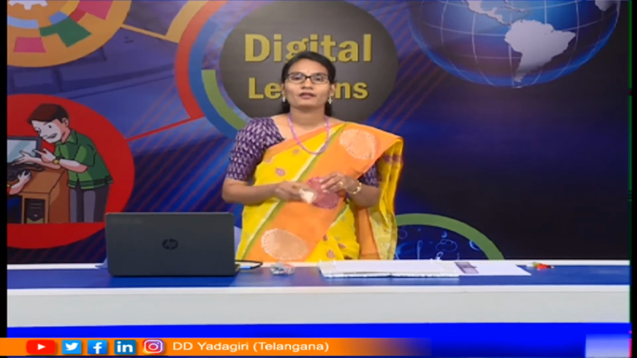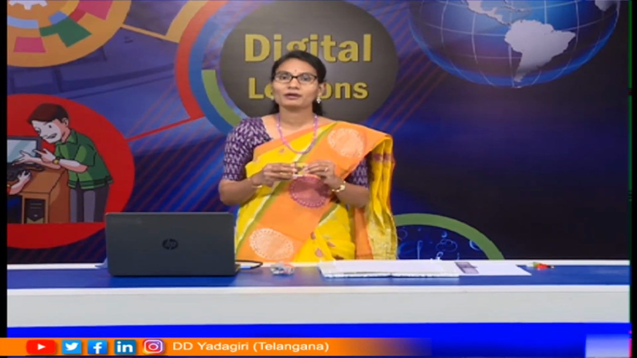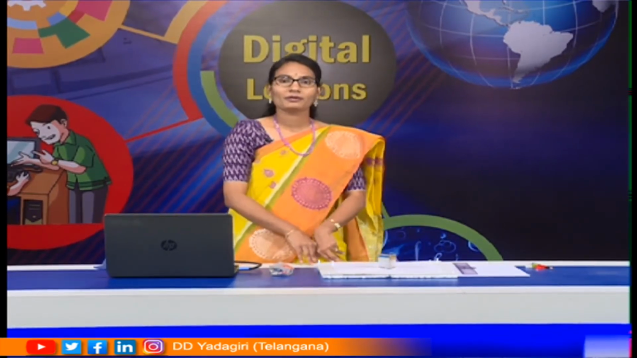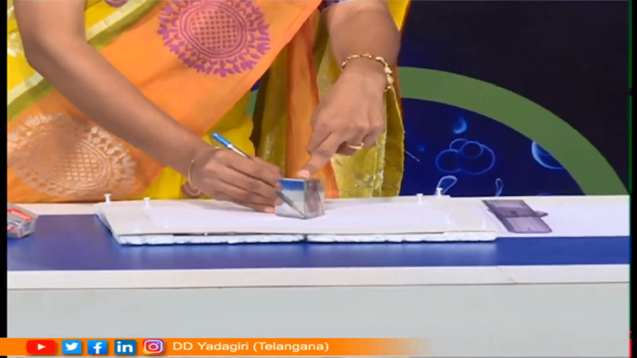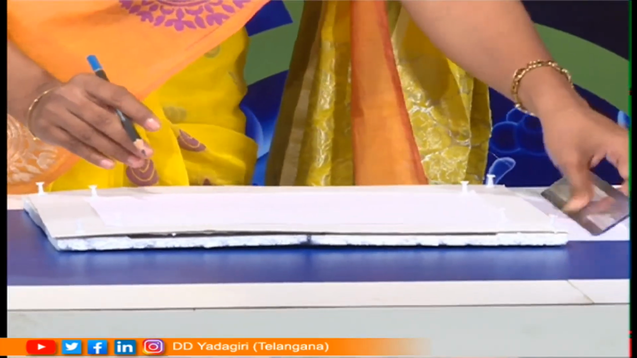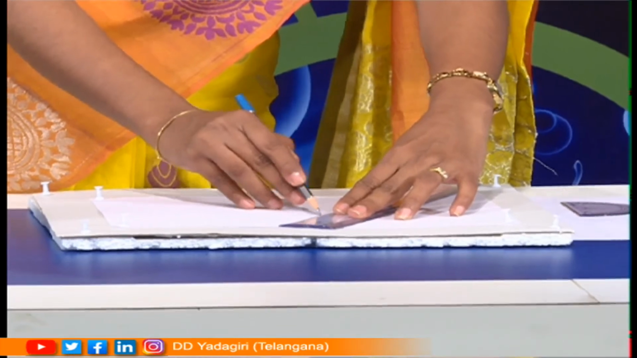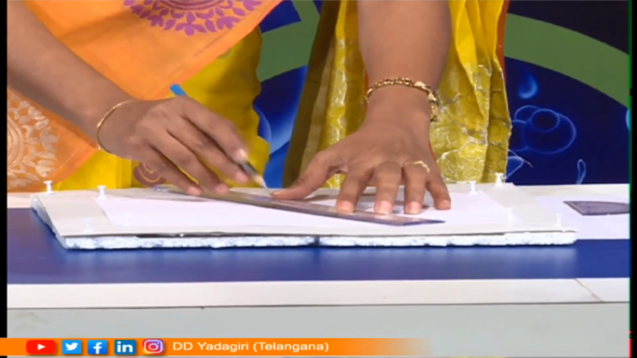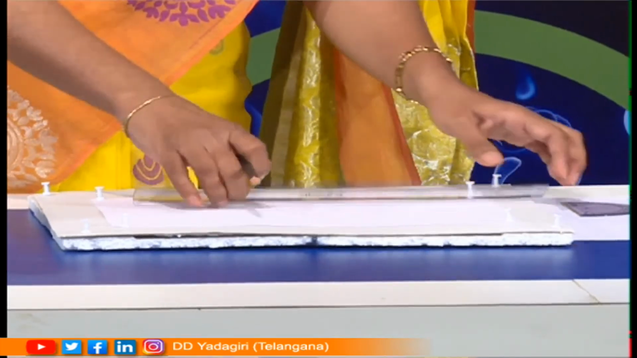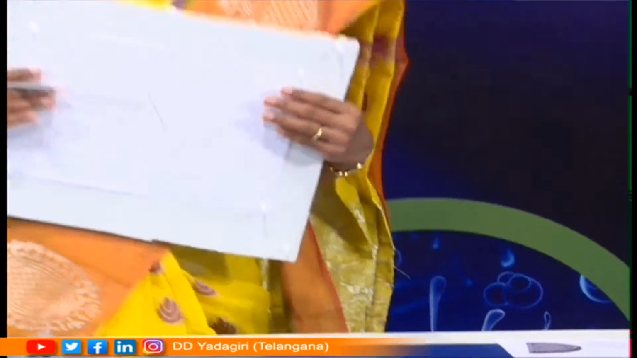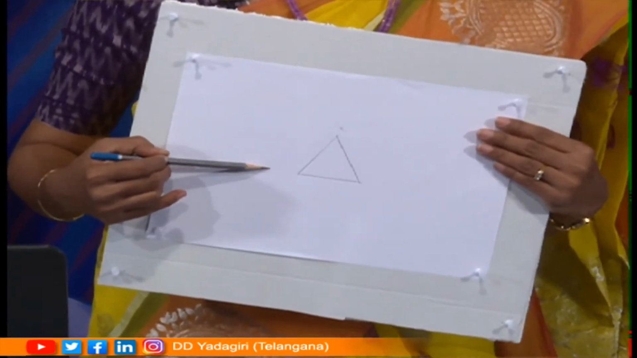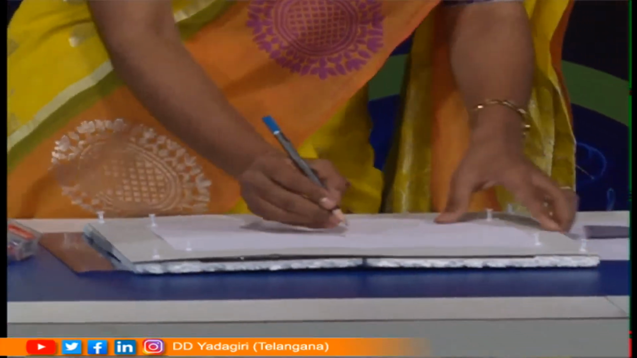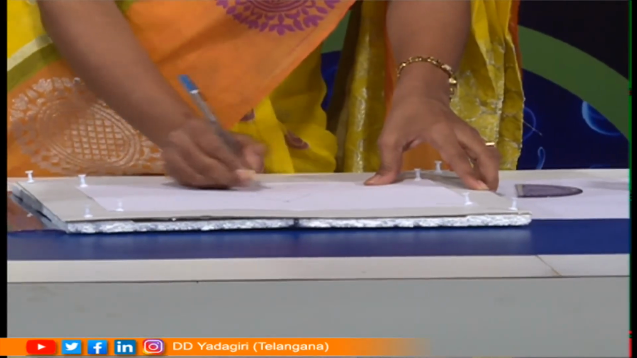So, first of all children, you have to draw the ray diagram. Place the prism on the drawing board, just to draw the outline of this prism. And you will get the image like this. This is the triangle. In this manner you have to place the prism and draw the outline. And simply I am giving the corner symbols A, B and C.